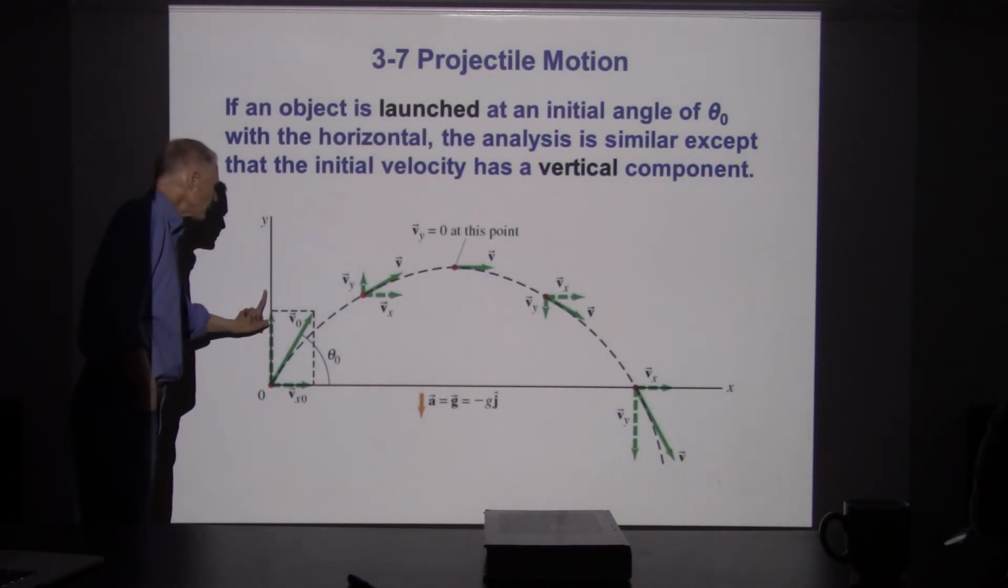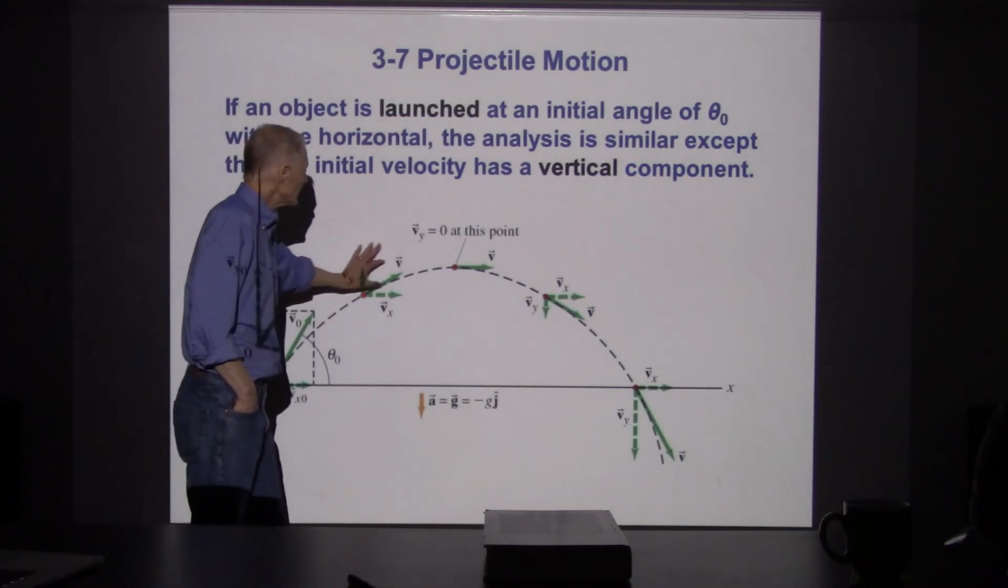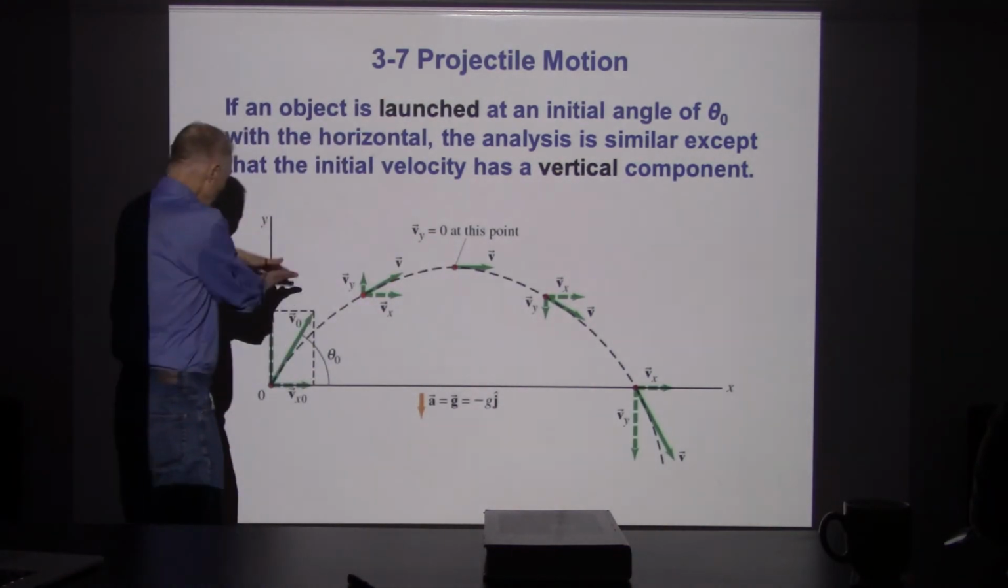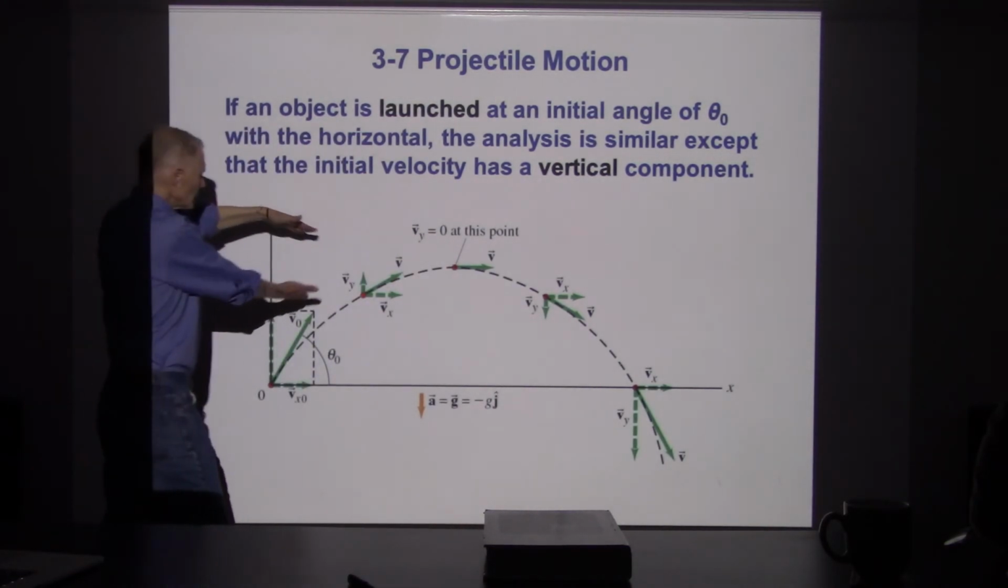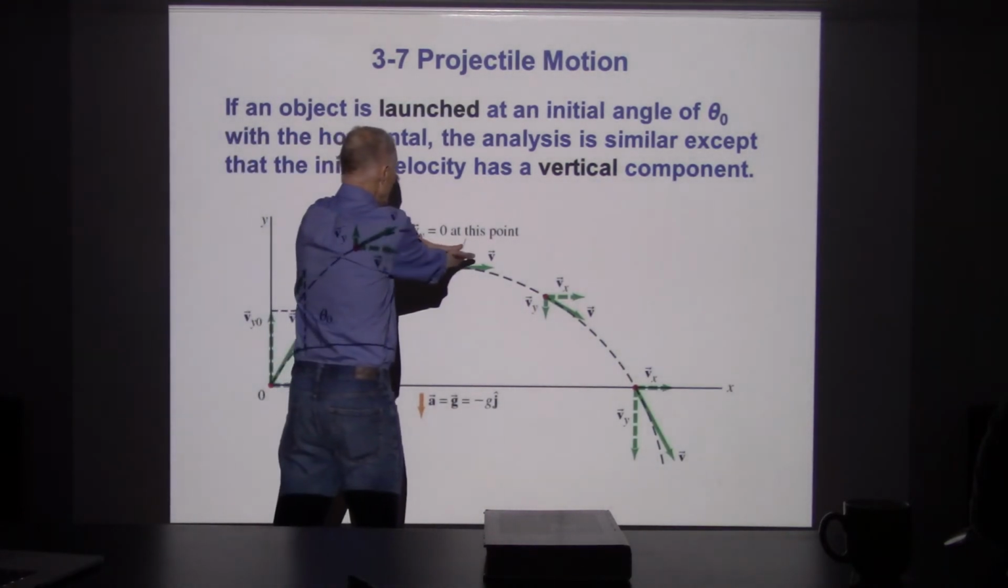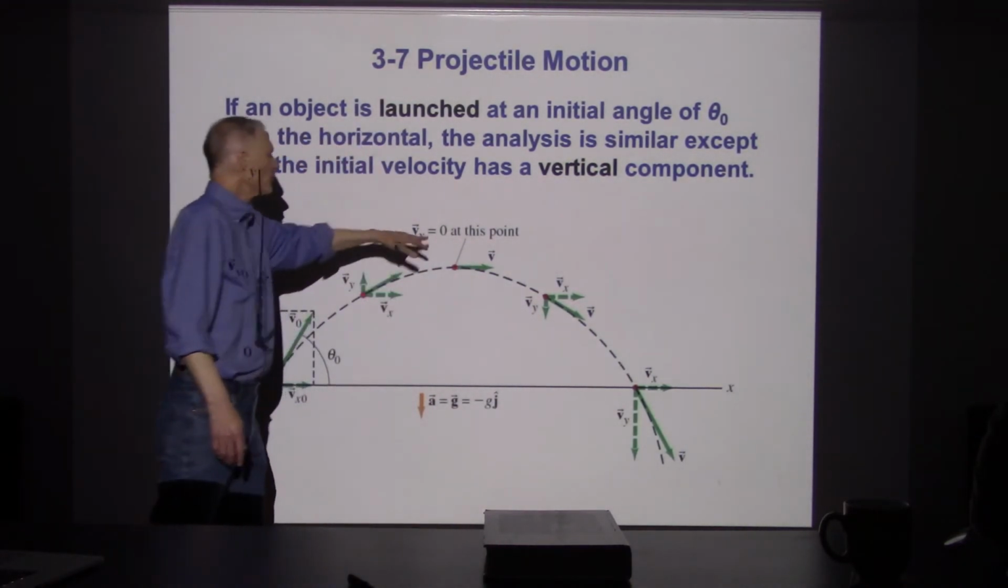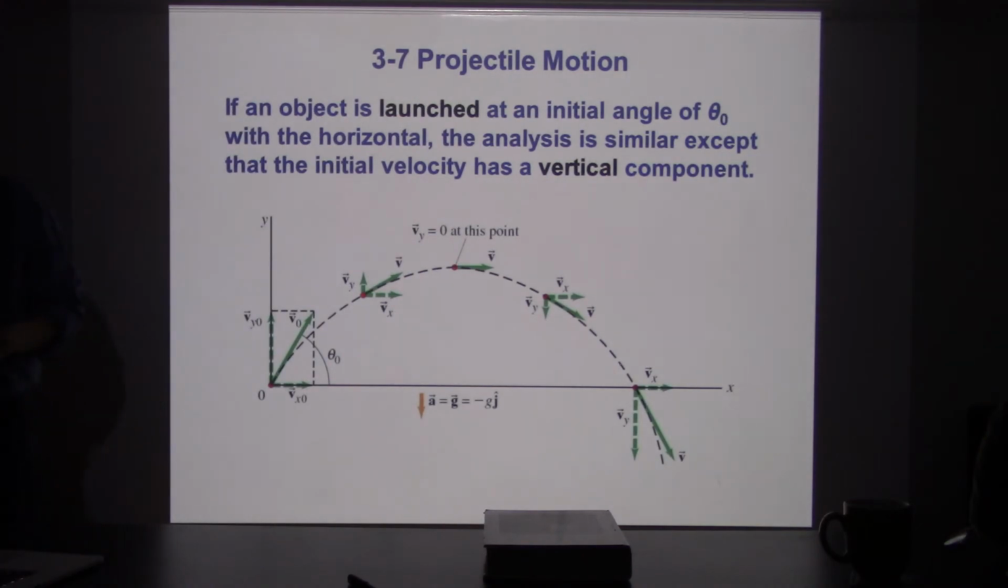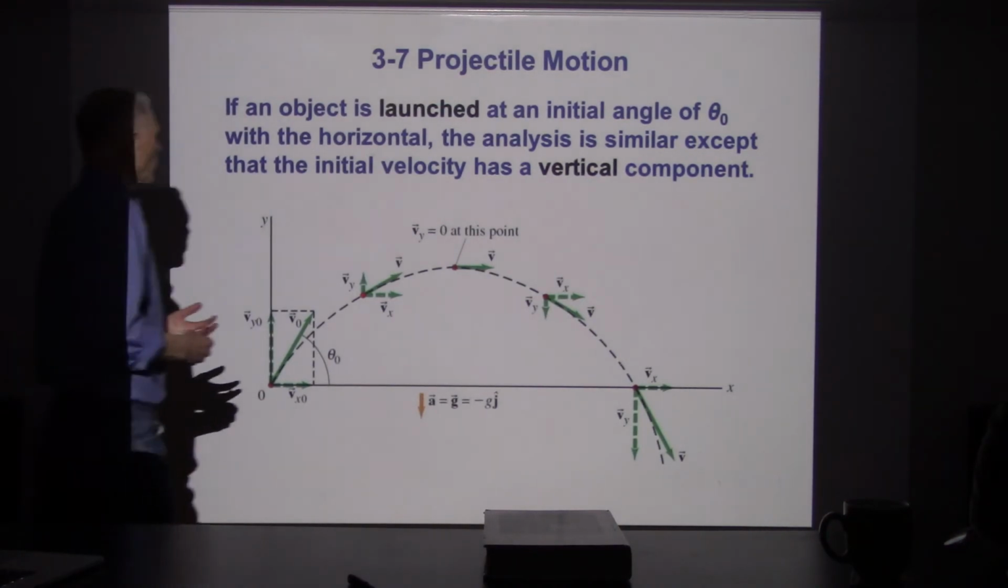However, in the y direction, gravity is changing the velocity. So we start off with a good amount of Vy, and it gets smaller and smaller, and then right at the top, Vy is 0. And we can use that information to put together some formulas. We'll see how this works.